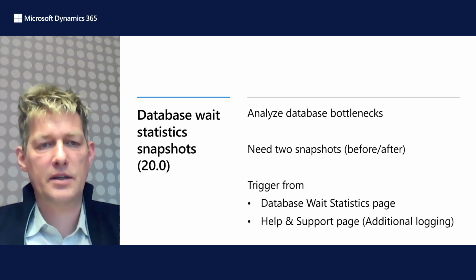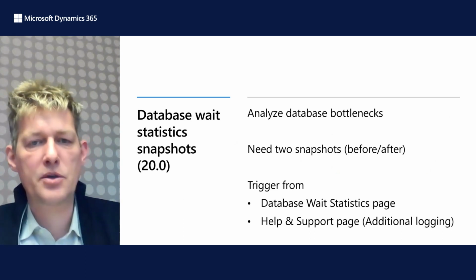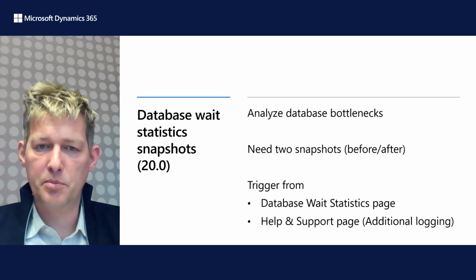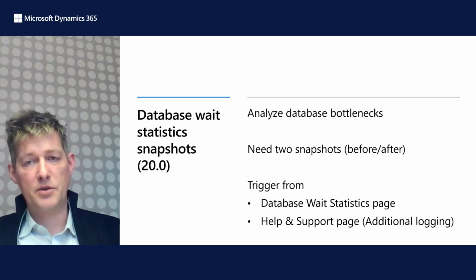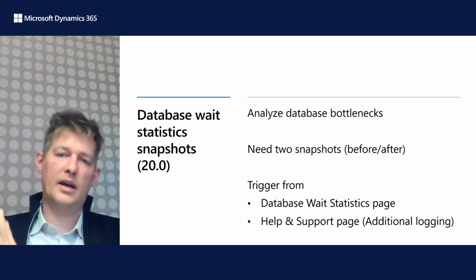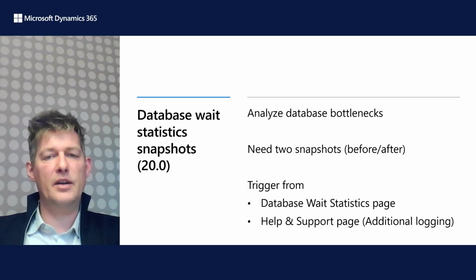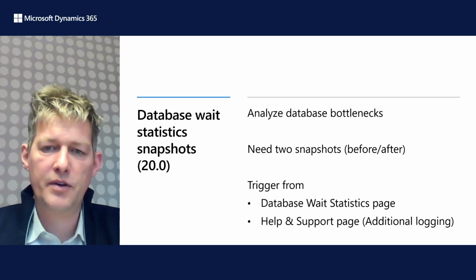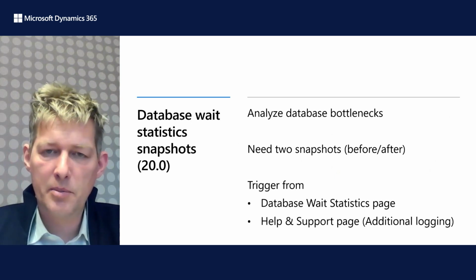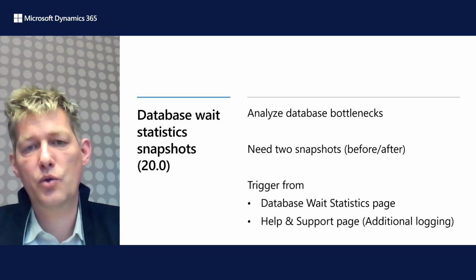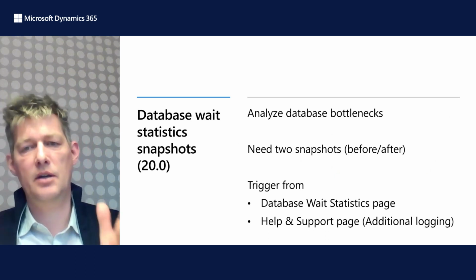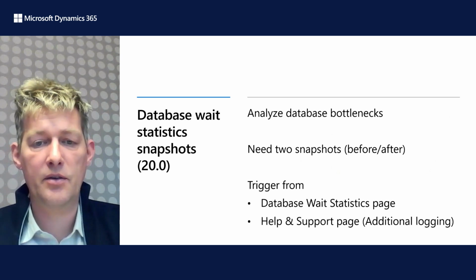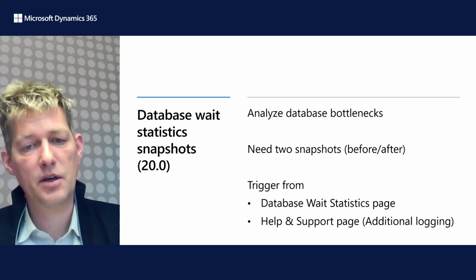Then database wait statistics, or wait statistics snapshots, is something you can use to analyze database bottlenecks. You need two snapshots, like a baseline and a measurement later on, and then you simply take the difference of these different statistics to find out what the database was waiting for, what could be the database bottlenecks in this particular period of time.